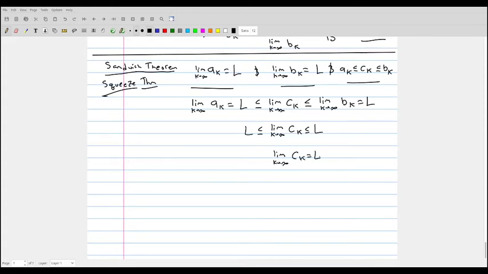So if you can squeeze an unknown, possibly very complicated function in between two other functions or two other sequences that have convergent limits and converge to the same value, you can automatically conclude that the sequence in the middle has to have the same limit, because it's essentially squeezed between the upper sequence and the lower sequence.